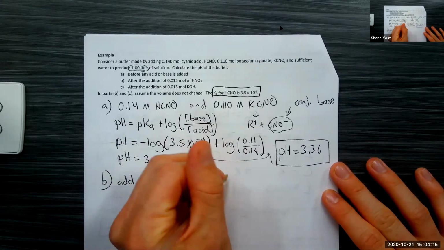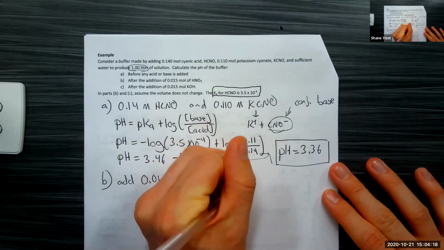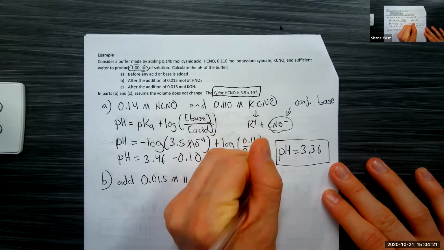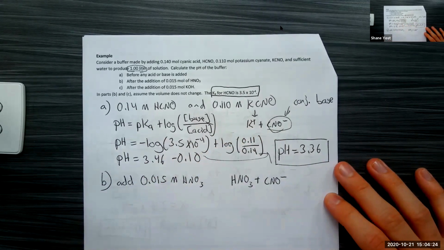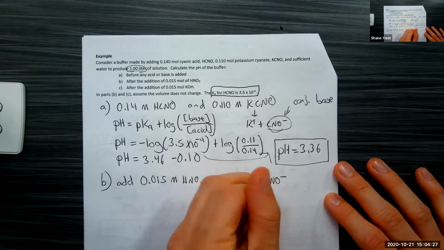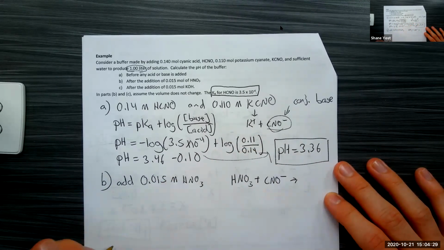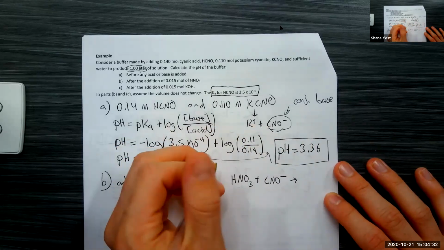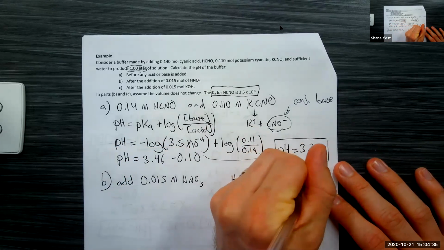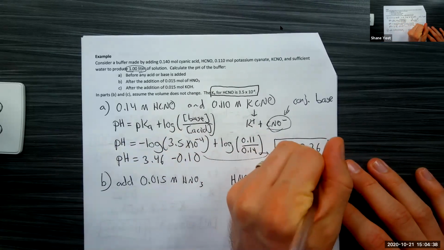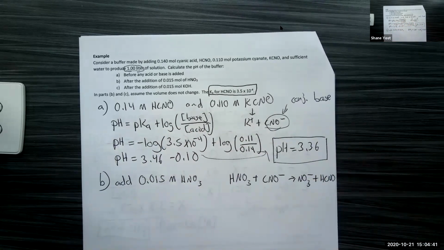So I'm going to have this reaction of HNO3 plus my conjugate base CNO−. This acid and base will react together and form NO3− plus HCNO. This reaction will go to completion. My strong acid is going to react until all of the strong acid is used up.